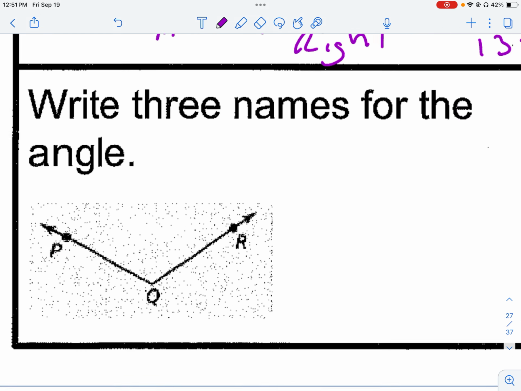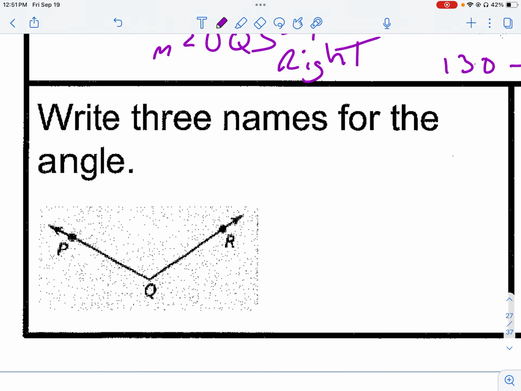All right, so pause the video, write 3 names for this angle, start it back up and see how you did.